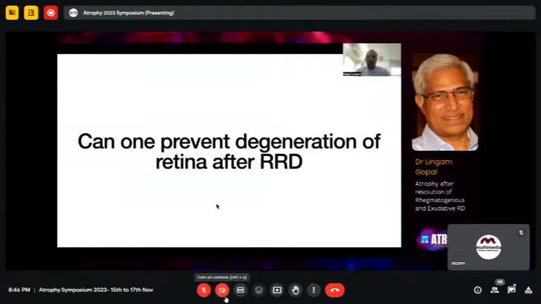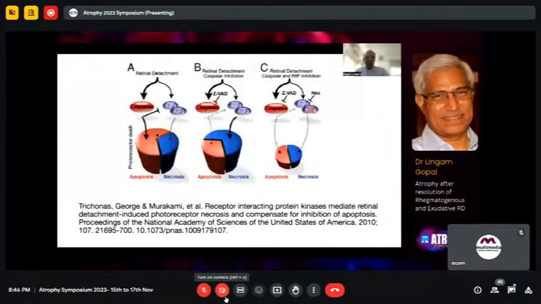So, can one prevent degeneration of the retina after retinal detachment? Obviously, scientists are working with several target molecules. First, they tried to block caspases because caspases are important for the occurrence of apoptosis. However, it was found that when you block the caspases, although apoptosis is reduced, necrosis tends to take over because of upregulation of RIP3. And hence, blocking of both RIP3 and caspases is when the damage to the photoreceptors can be reduced.